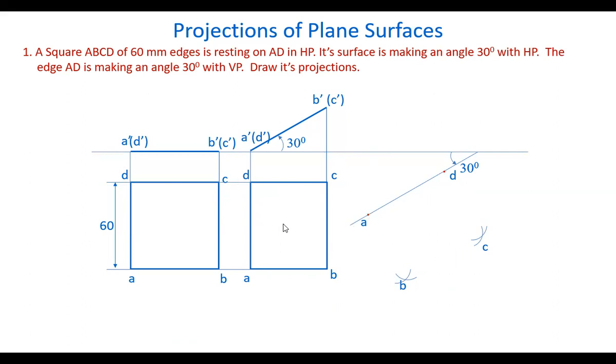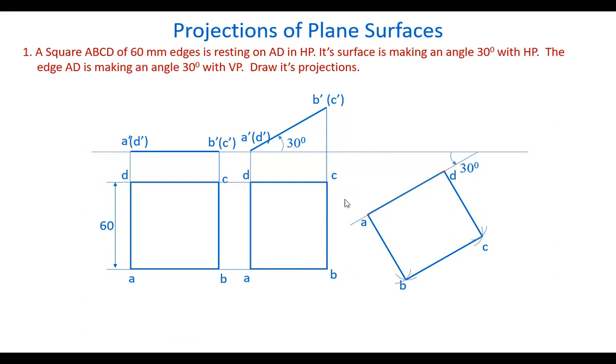That means we want to just reproduce the same figure here. So draw these points A, B, C, D by straight lines. That means we have just reproduced the figure here in a different position. That's all. The top view is the same, absolutely. There is no difference at all.